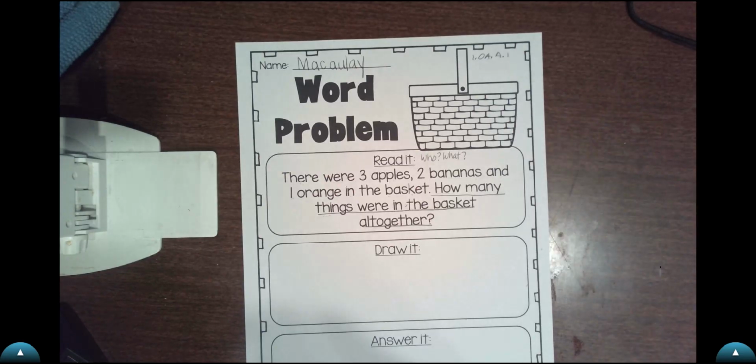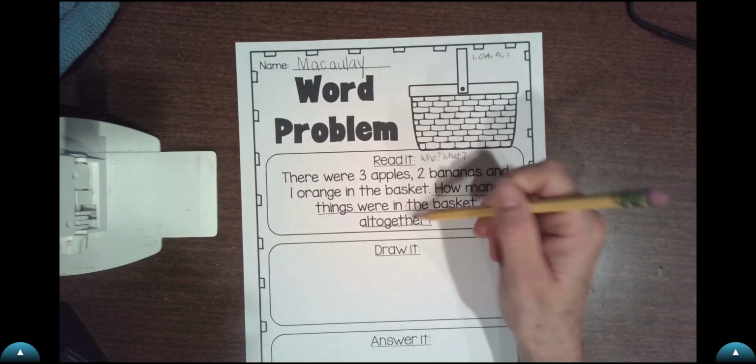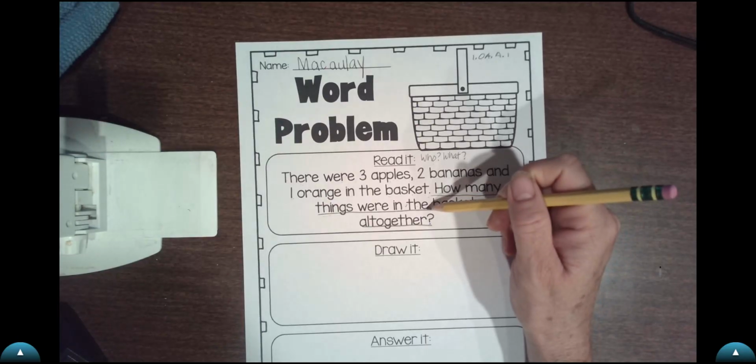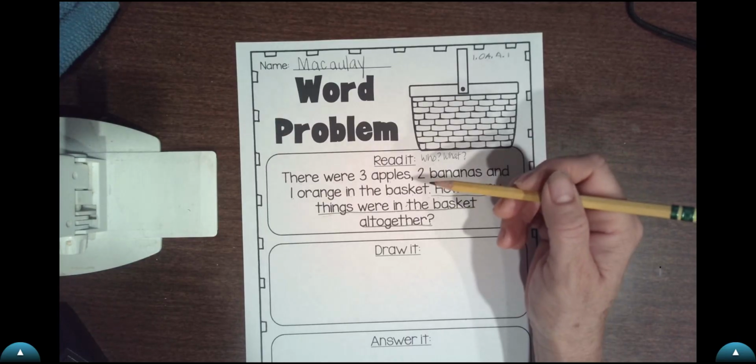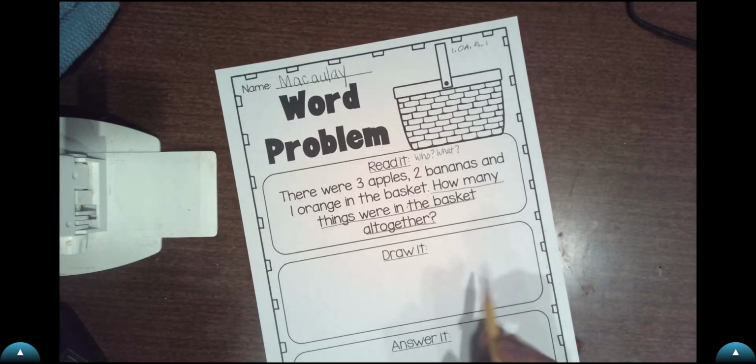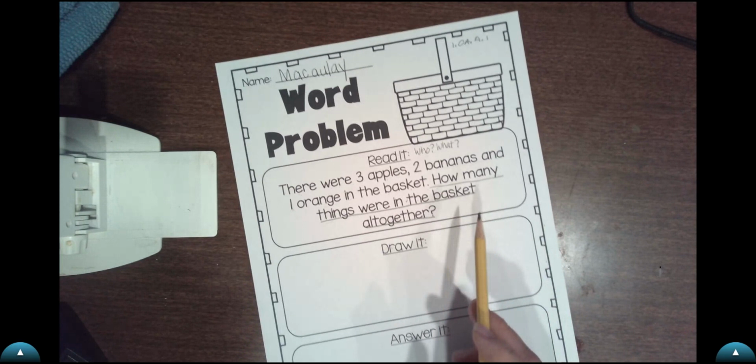Okay, so now we're thinking about this. Oh, how many things were in the basket altogether? That means all the things in the basket. Okay, that's what we want to find out. How many were all the things in the basket? So, what was in the basket? Let's draw it. It says here, draw it. What was in the basket?